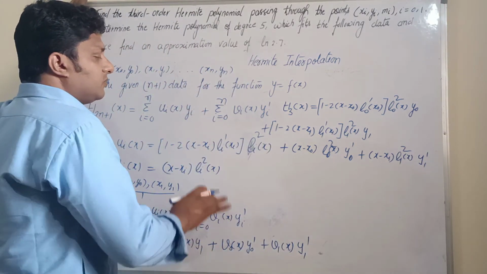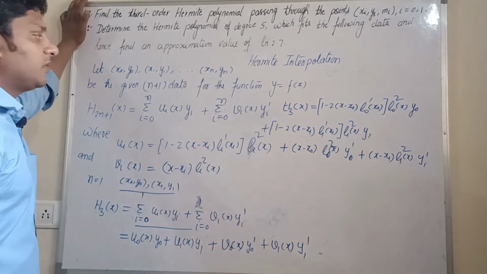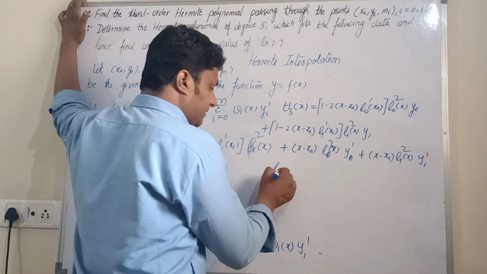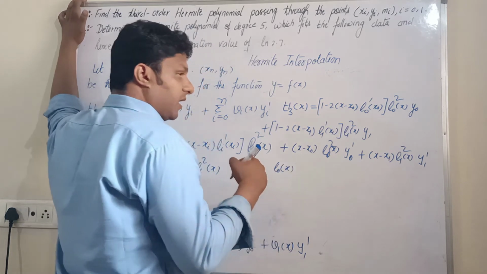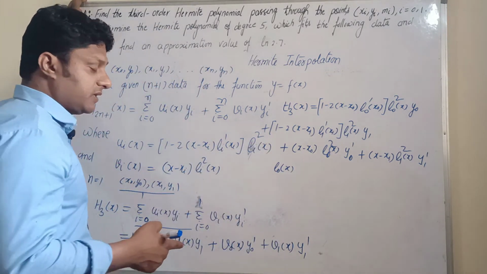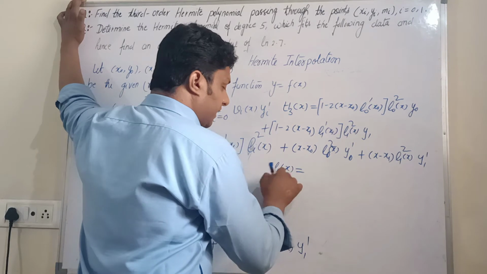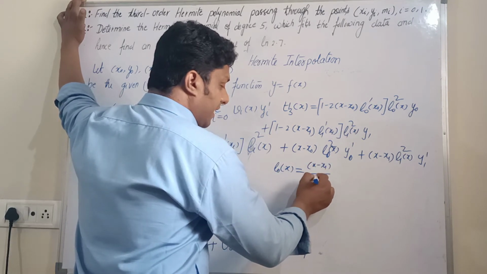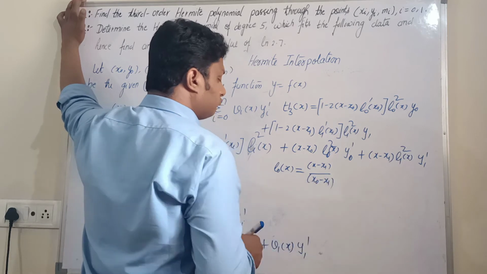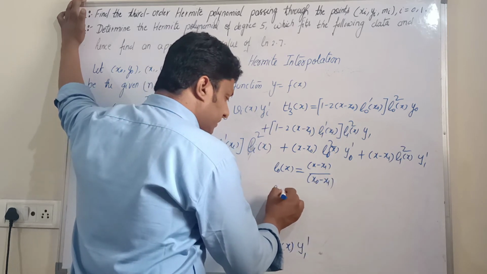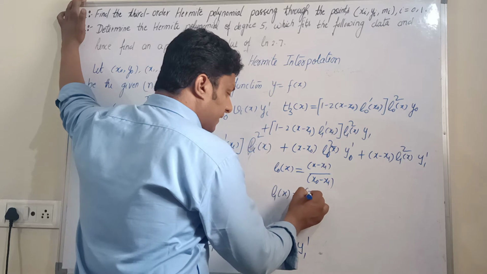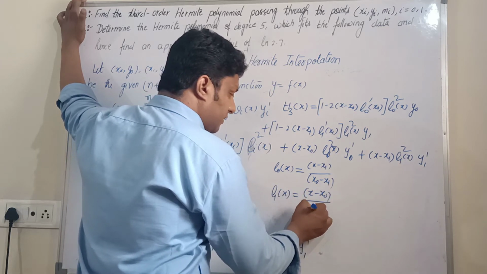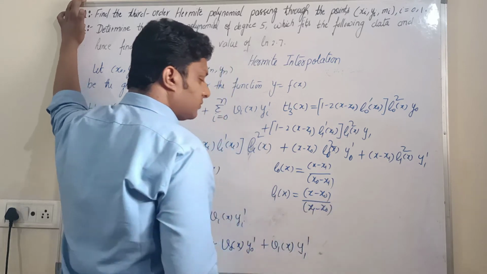So to compute this polynomial, we need to find the values of l0(x) with the help of given data (x0, y0) and (x1, y1). With these two data, l0(x) will be (x minus x1) over (x0 minus x1), and l1(x) will be (x minus x0) over (x1 minus x0).